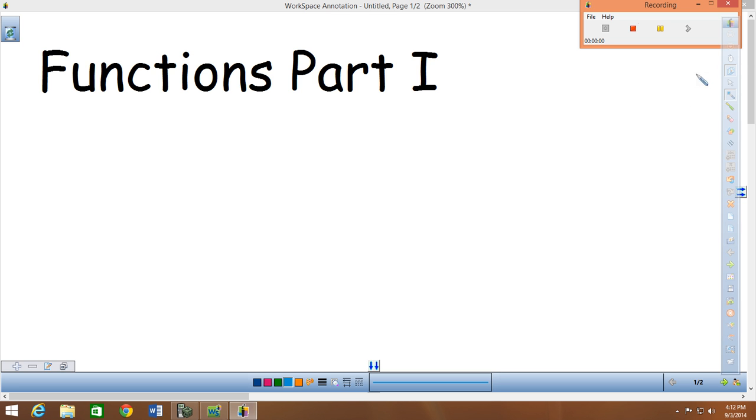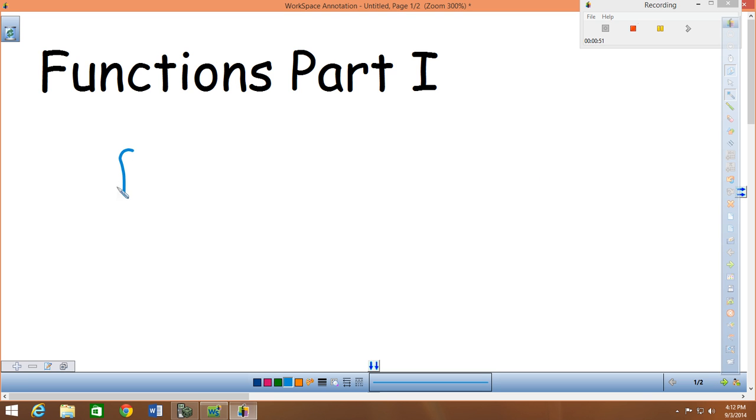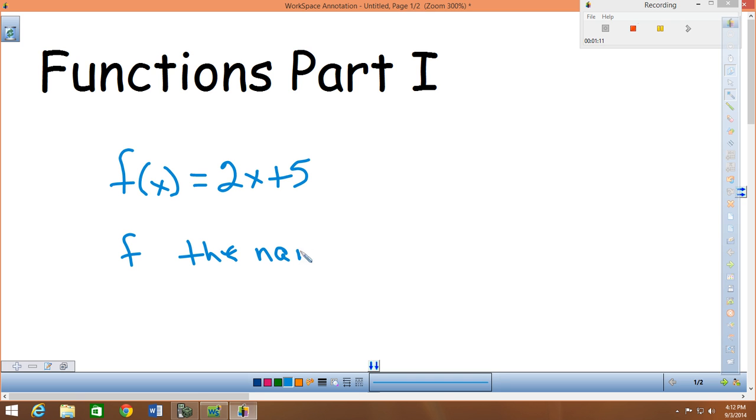When we're writing functions algebraically, for example, the function f of x equals 2x plus 5. Okay. This f of x is called function notation. The f is the name of the function. You'll see g of x, you'll see h of x. That is the name of the function. This is the f function.